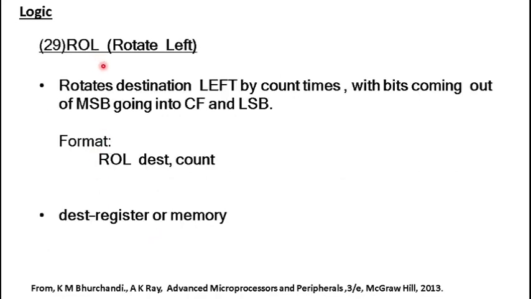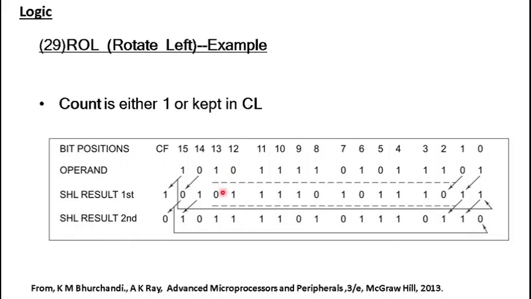Next instruction is rotate left. It is exactly the same as rotate right, except that the direction is now left. Rotate left rotates the destination left by count number of times given in the instruction, with the bits coming out of the MSB going into carry flag as well as to the LSB. If you consider this example, suppose this is our destination operand, and if you are issuing a rotate left, the bit in the MSB, which is 1 currently, will go into carry flag, as well as a copy of it is taken and is used to fill up the vacant position in LSB.